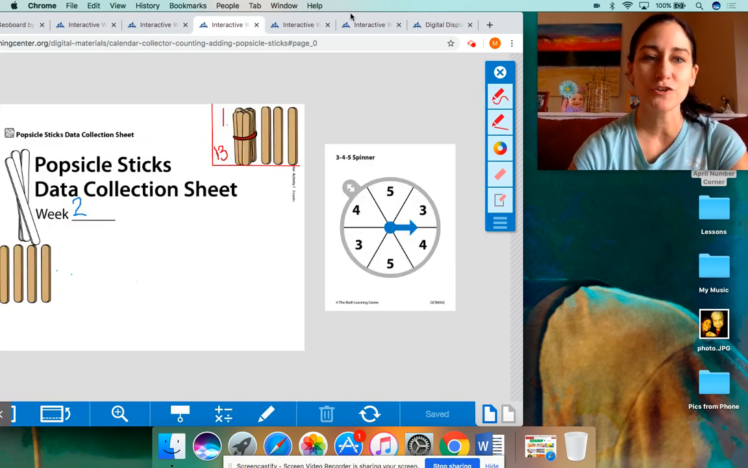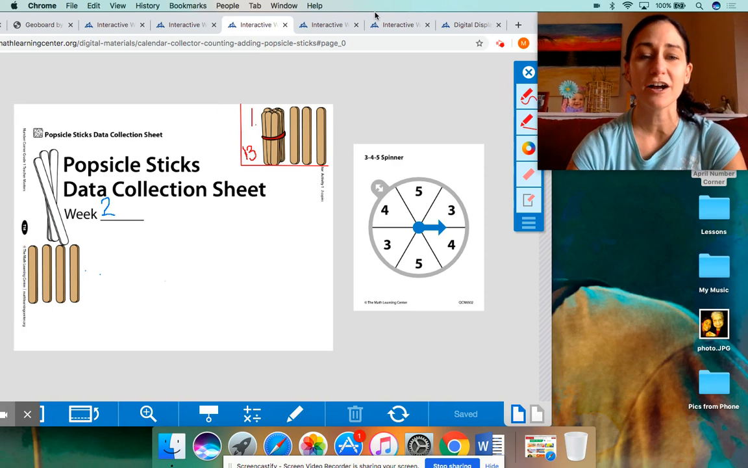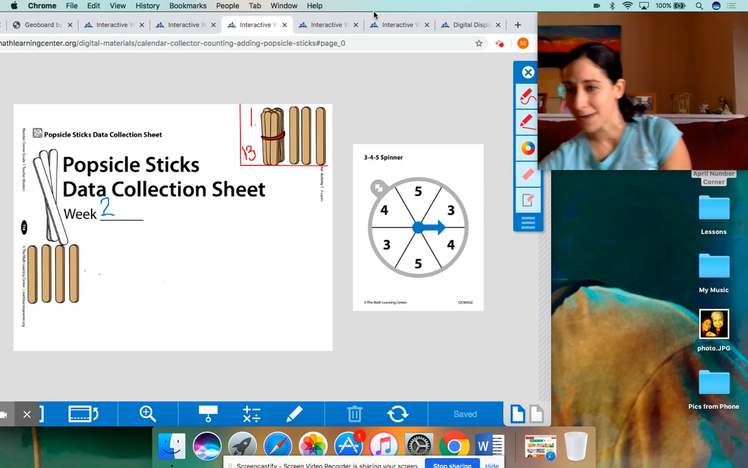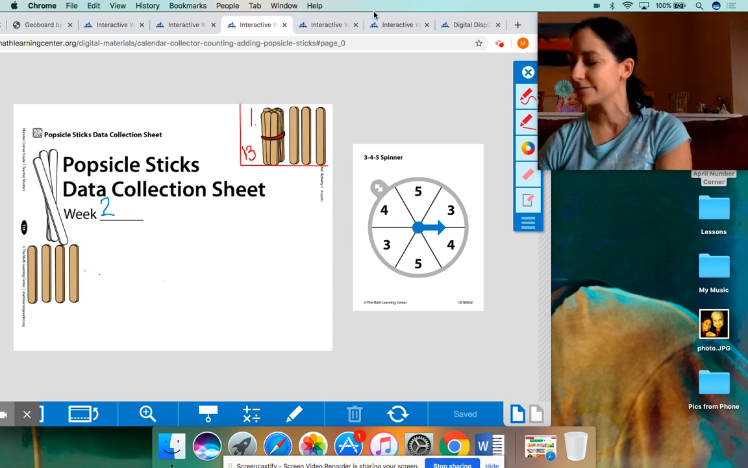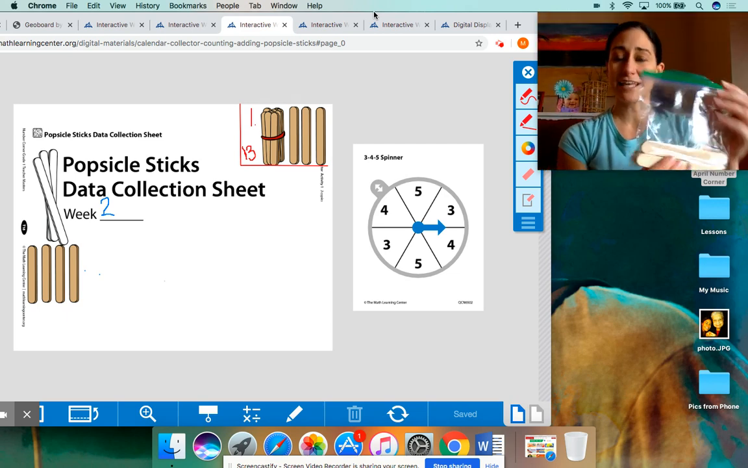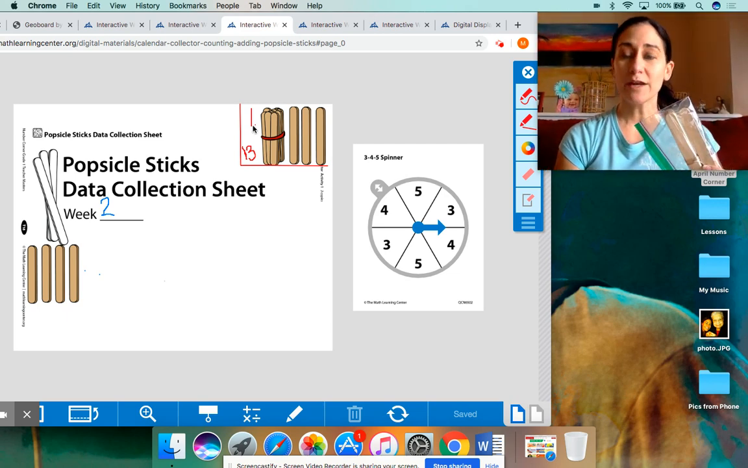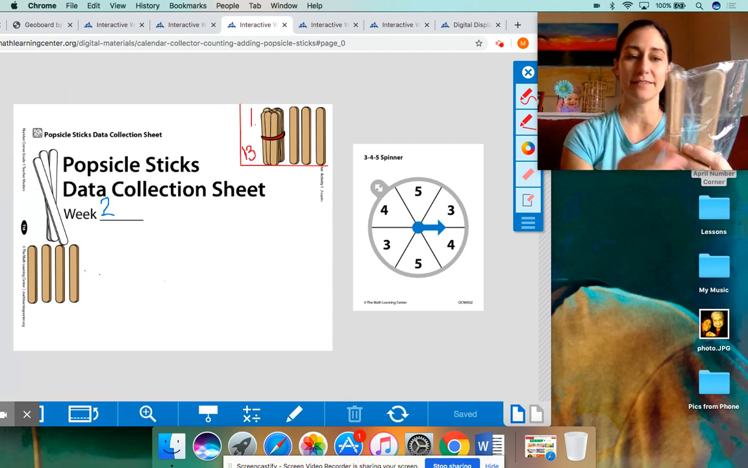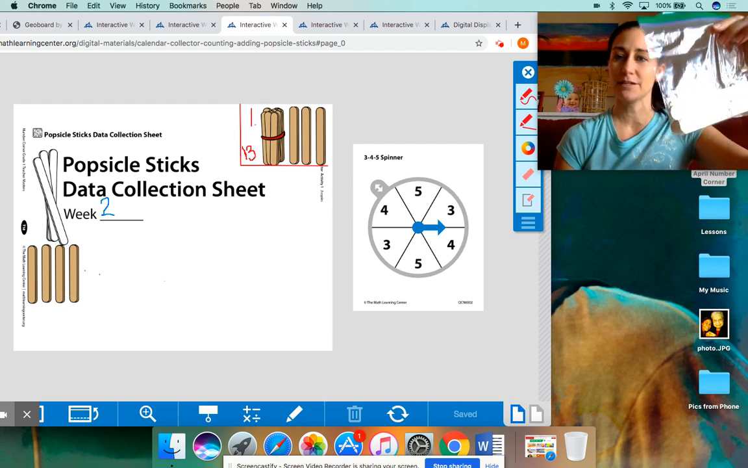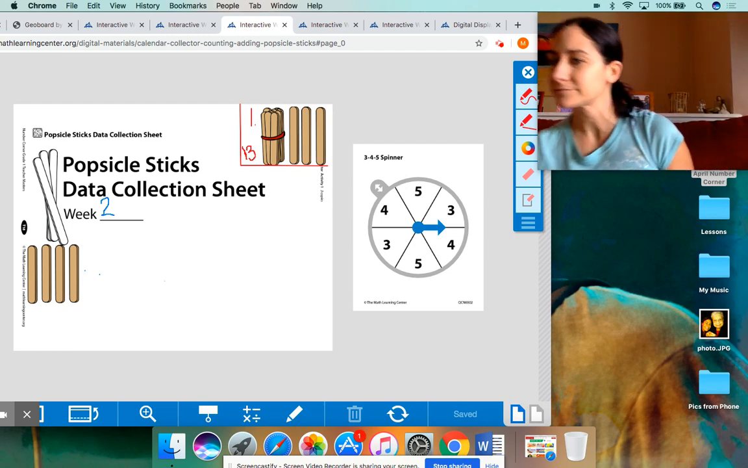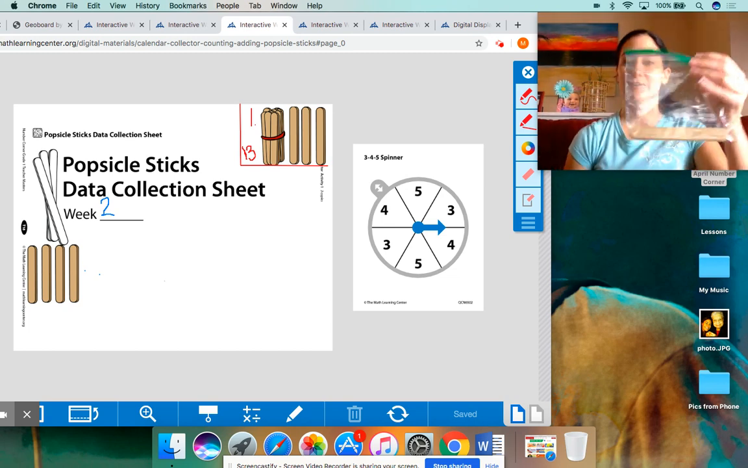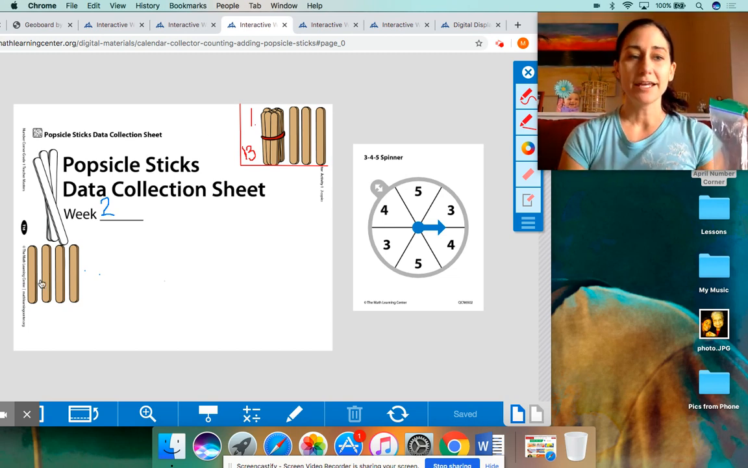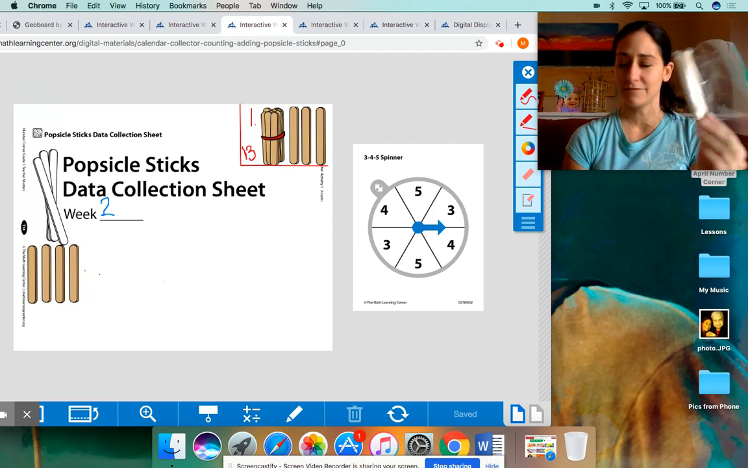Okay, I'm going to go to our collection over here of popsicle sticks. Let me grab my popsicle sticks here. Sorry, guys, they're a little out of reach. This was last week's collection. Week one, we had a total of 13 popsicle sticks, so I had the bundle of 10 plus the three left over. I put them in a baggie for week one, and I have my baggie already ready for week two. Yesterday, we spun and collected four popsicle sticks, so I have the four in here.